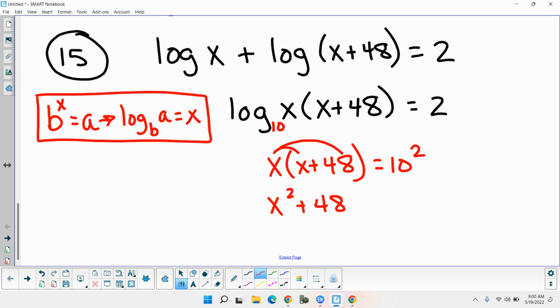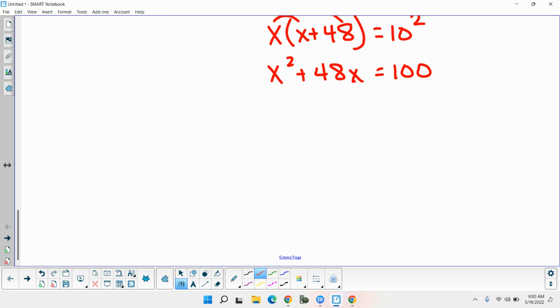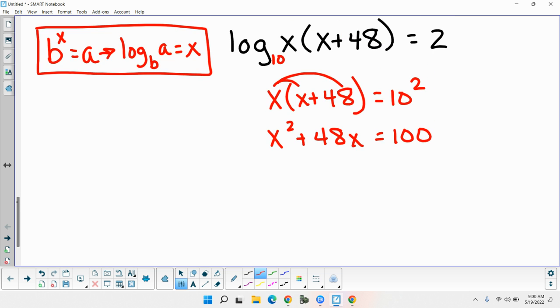And what's 10 squared? 100. So it has turned into a quadratic equation. That means I got to move the 100 over and set it equal to what? 0, right? Quadratic equations, we've solved a lot of those.